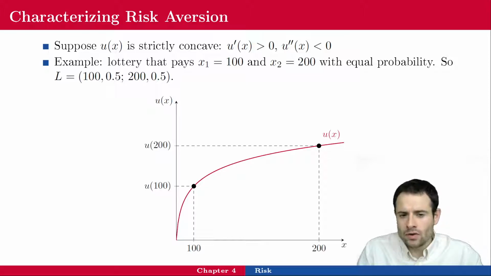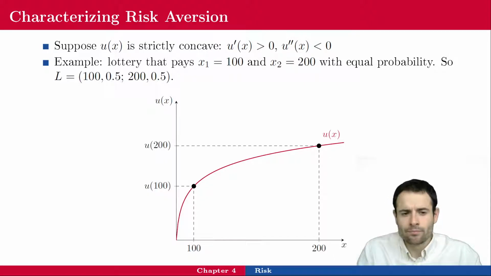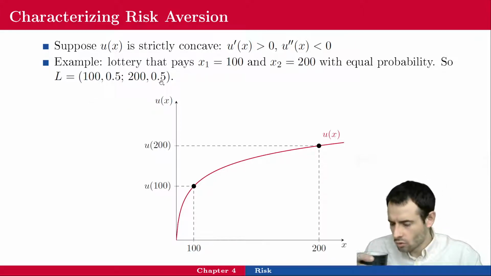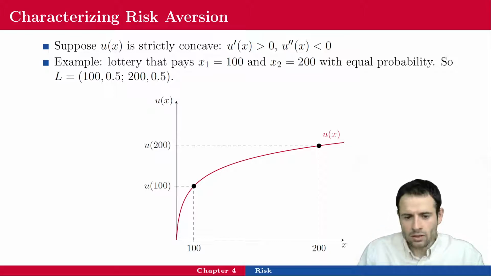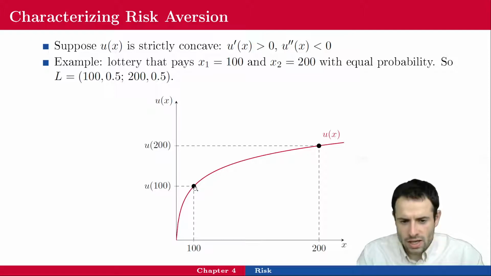So let's go back to our previous lottery. $100 or $200, each with equal probability. So the lottery can be written (100, 0.5; 200, 0.5). If I plot the utility function, I can locate the points where I make $100 versus $200, which is each possible outcome of the lottery. And then I can look at the associated utility level. That's the utility I would get from making $200. That's the utility I would get from making $100.